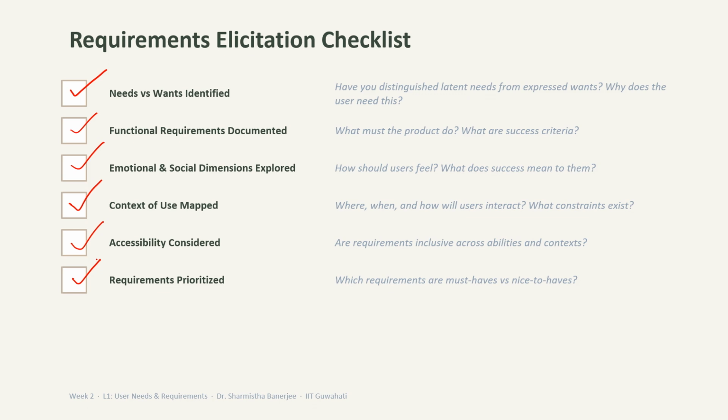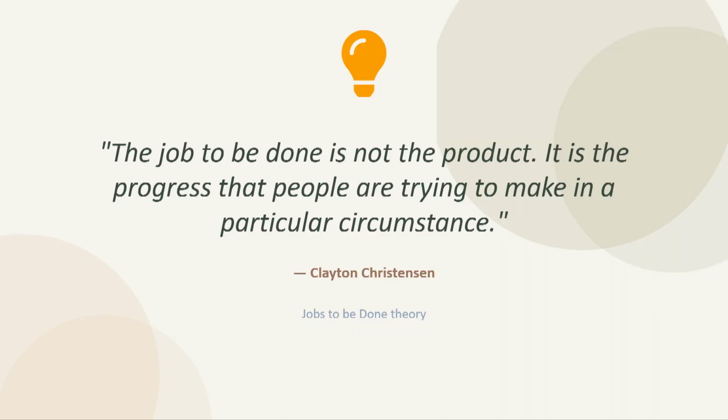Then the last one is about requirement prioritization. Which requirements are must-haves and which are the ones which are nice-to-haves. So your user research should be able to also capture these aspects. So the job to be done is not the product. It is the progress that people are trying to make in a particular circumstance. Your product is just a tool that they are using in order to achieve that.